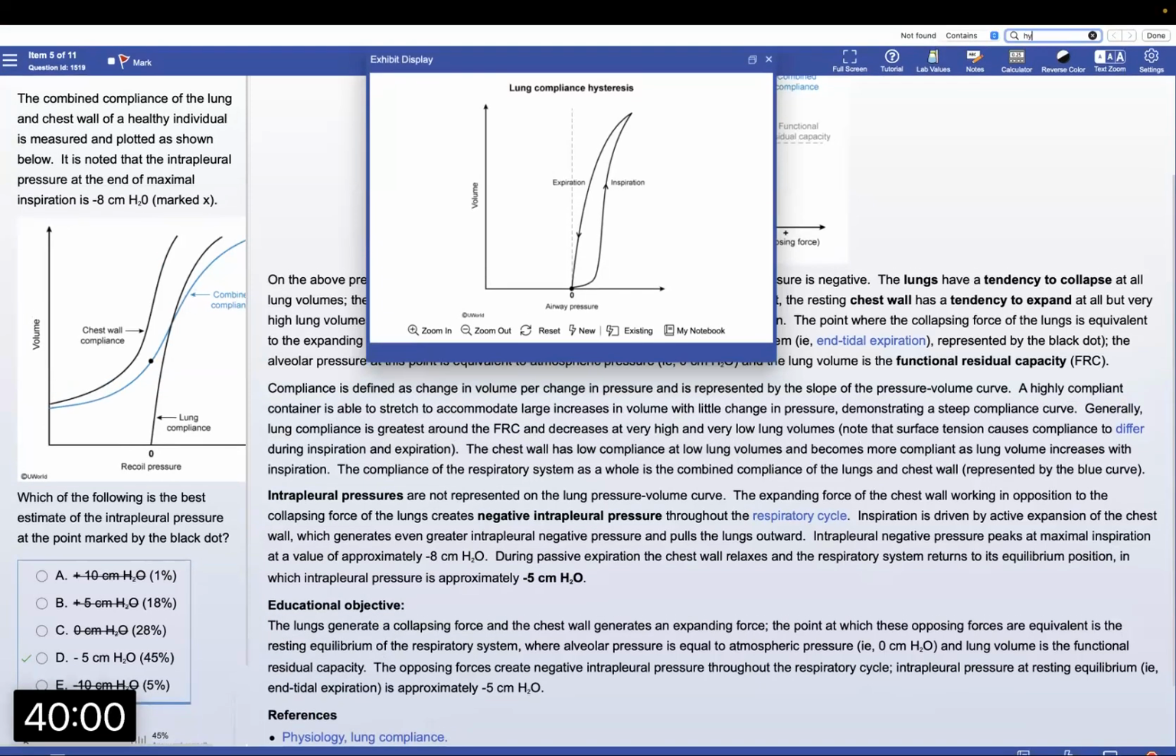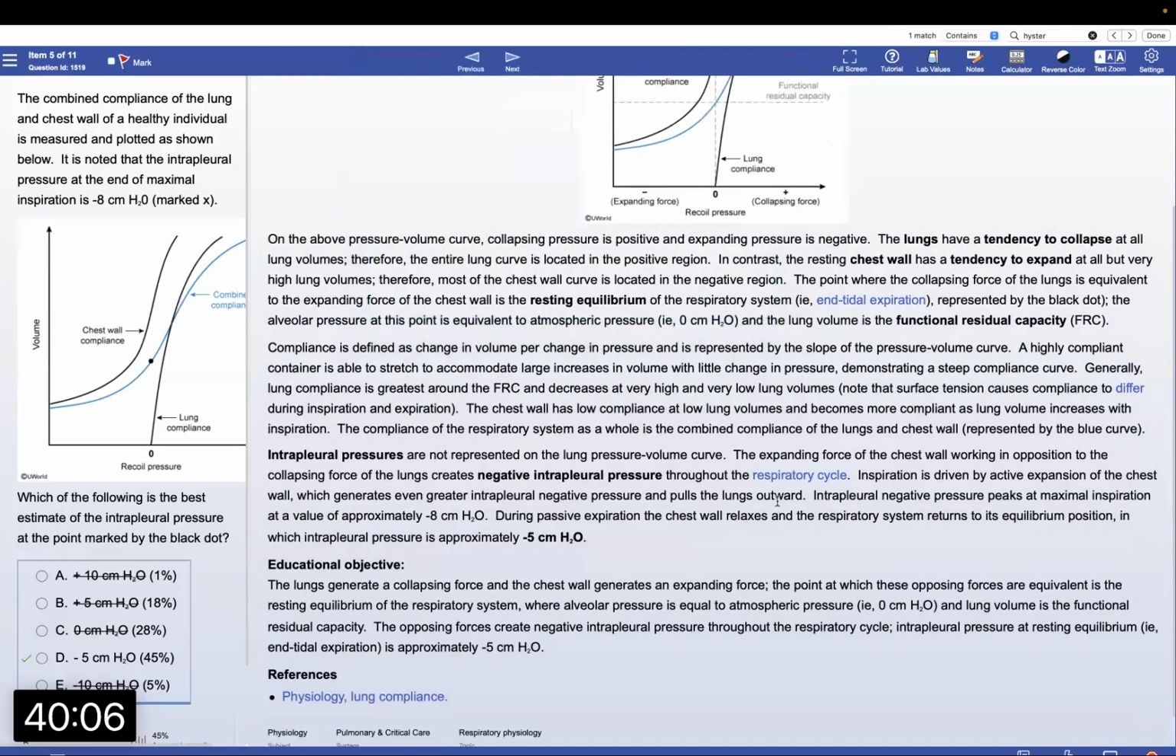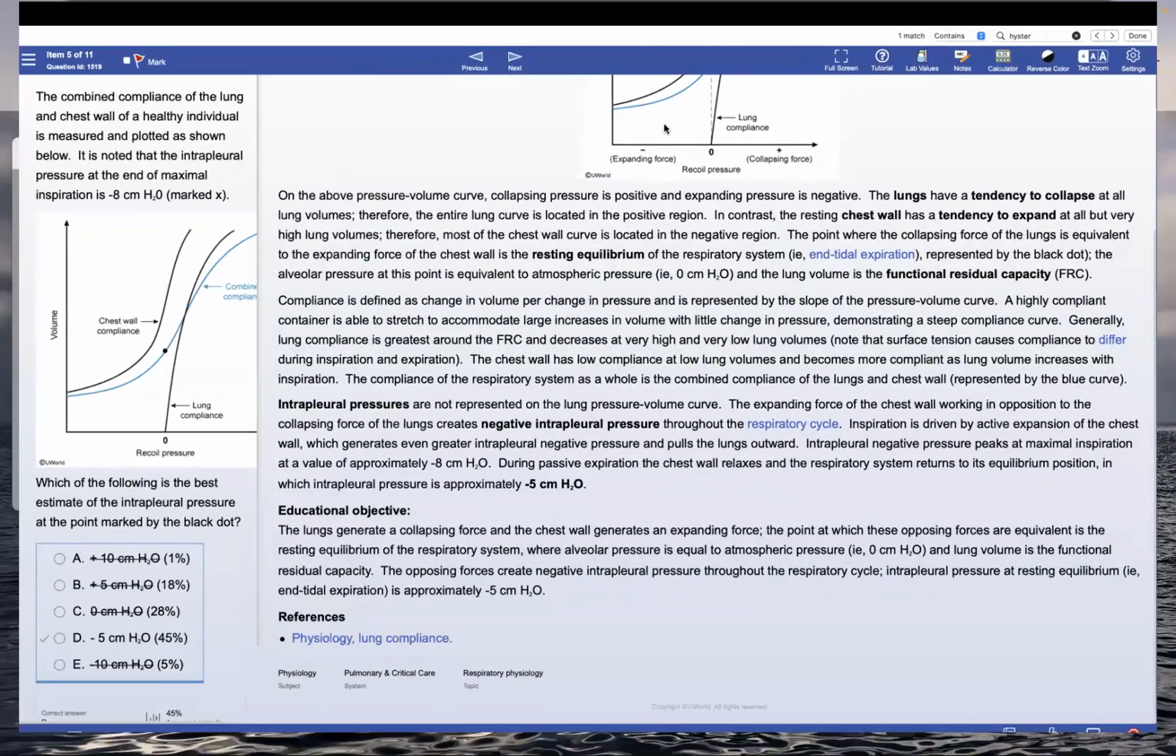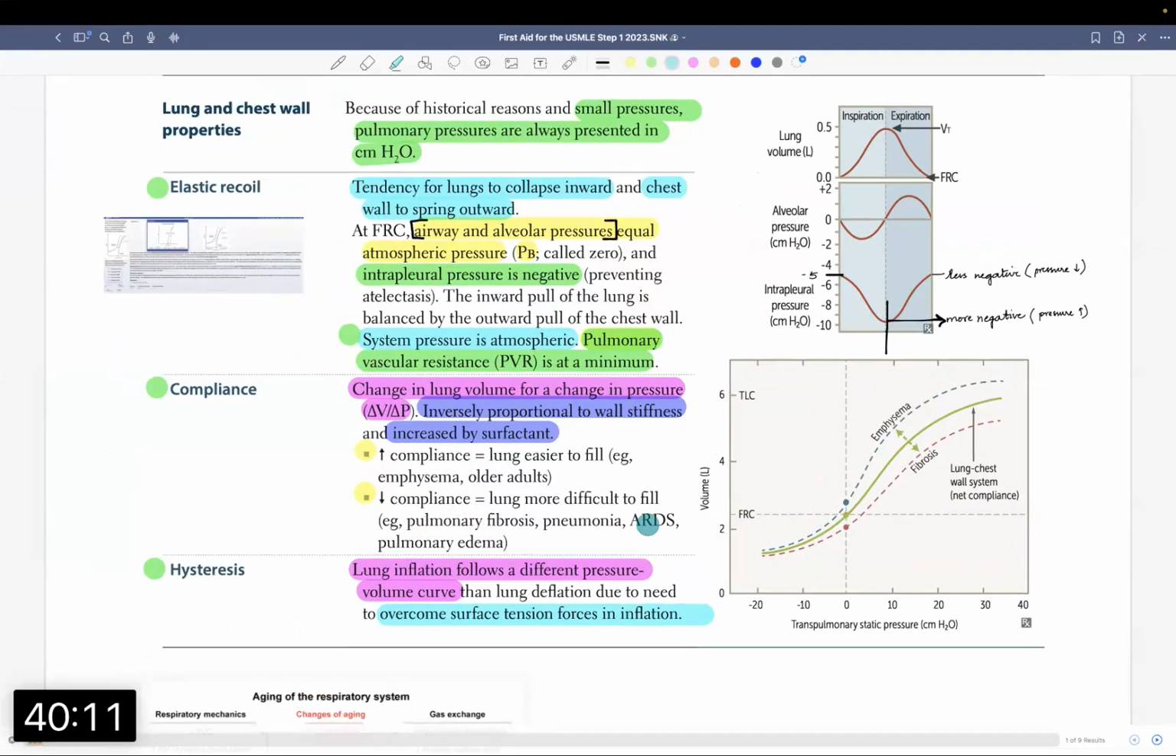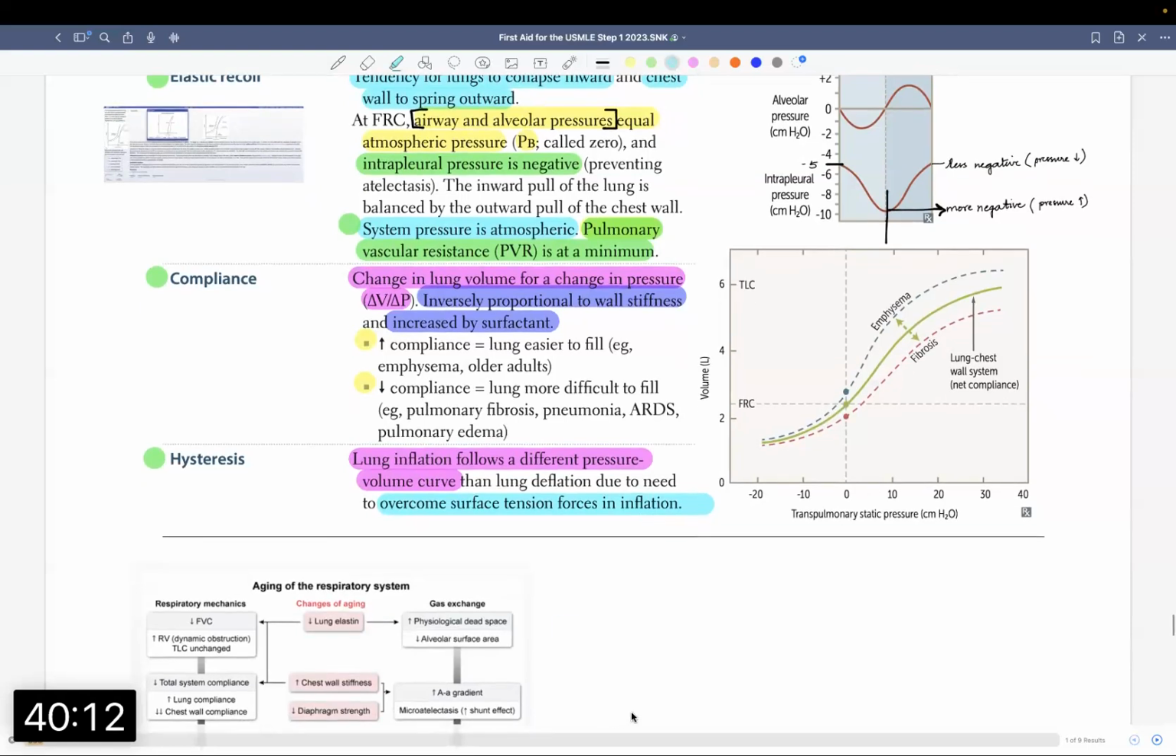Where did they say it in words? They didn't. Okay, but that makes sense, right? Anything else? Any add-ons for hysteresis?